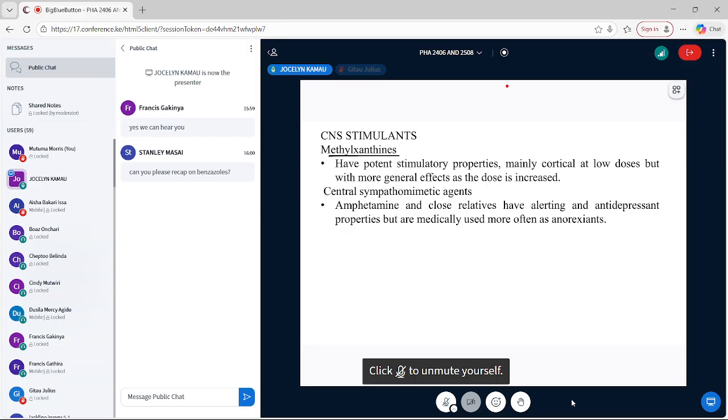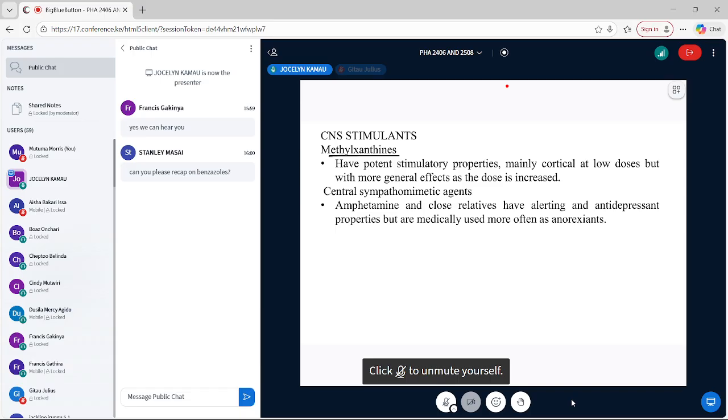The central sympathomimetics have structural resemblance with the catecholamines, especially noradrenaline, and they will bind the receptors which are bound by the noradrenaline and bring about the same activity as compounds like methamphetamine and others. And again, we are going to discuss them.